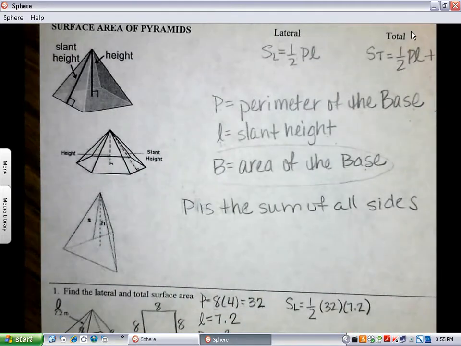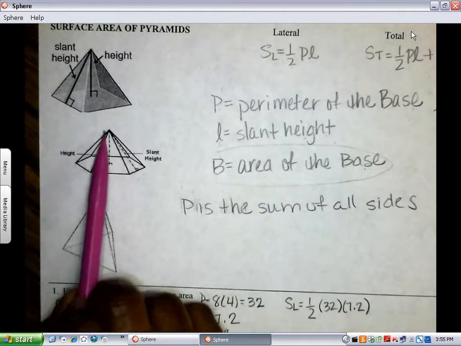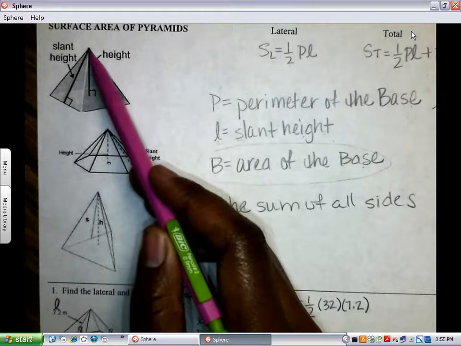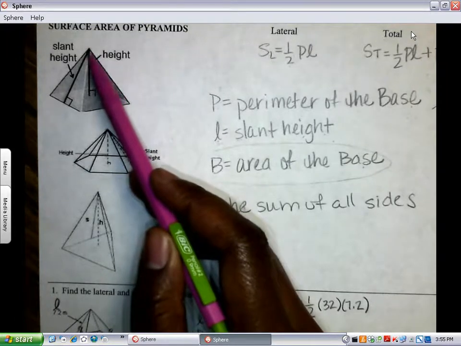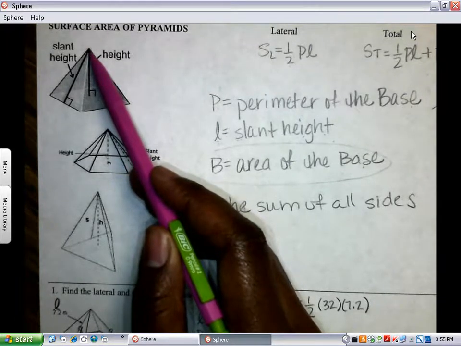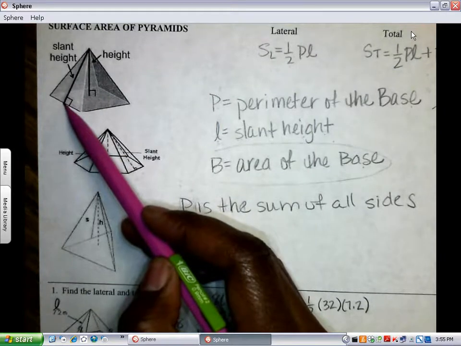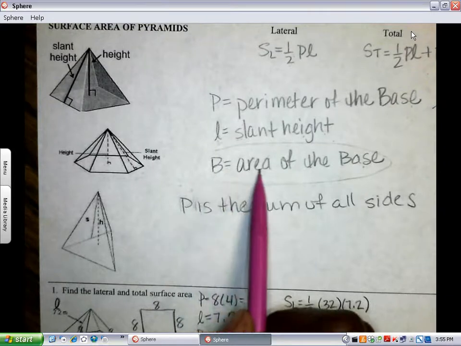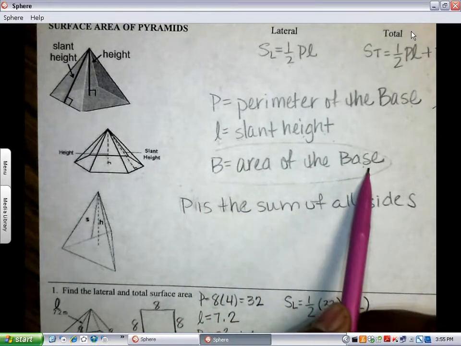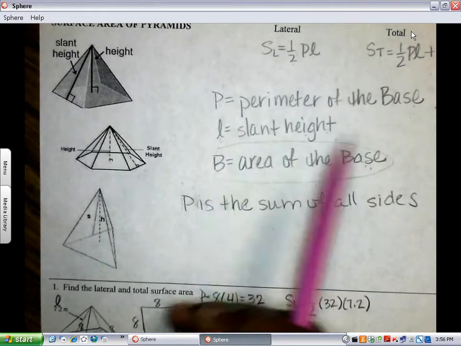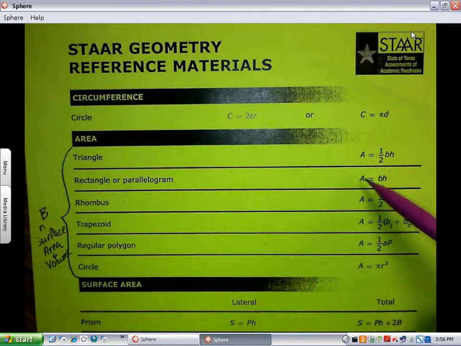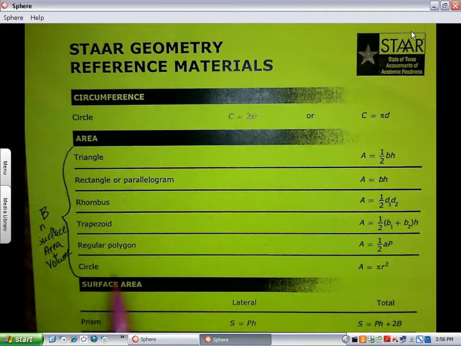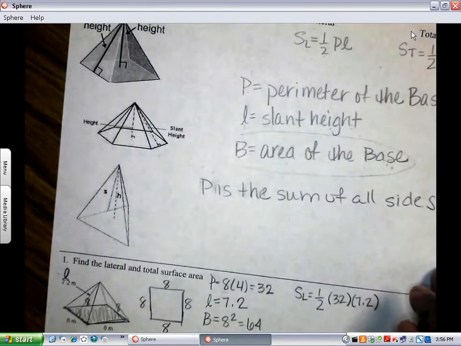Okay? So remember, slant height is not the regular vertical height, but it's the slanted distance from the top of your pyramid, which is called the apex, if you want to know that. The top of the pyramid down to the bottom. Okay? And then, of course, B is the area of the base. And remember, when you get to that B, you have to use one of these regular area formulas, depending on the shape of the base. Okay? So, we know our parts.